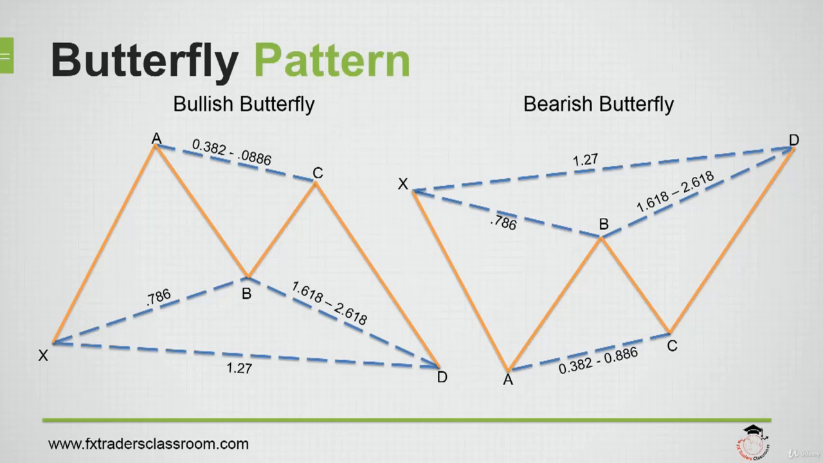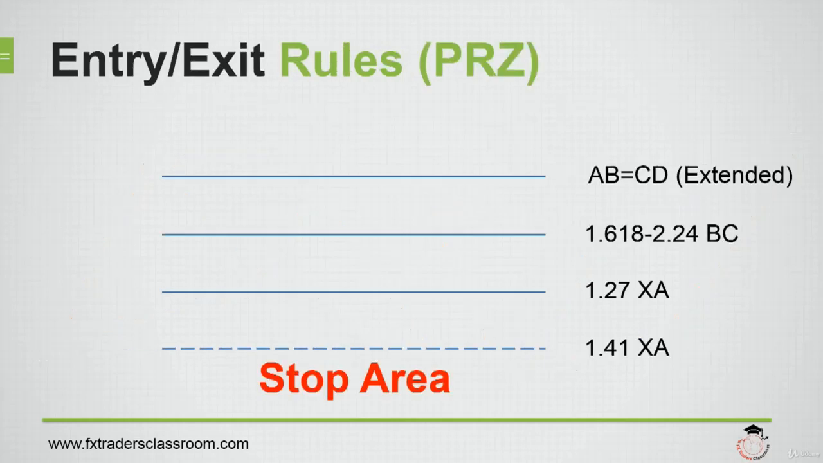Frequently, the AB-CD pattern within will possess an extended CD leg that is either 1.27 or 1.618 of the AB leg. The potential reversal zone for the butterfly pattern is defined as follows. First, we are looking for an AB equals CD pattern within it, and it usually is extended. Frequently, the AB-CD pattern will possess an extended CD leg that is either a 1.27 or 1.618 of the AB leg. Next, we are looking for a 1.618 to 2.24.